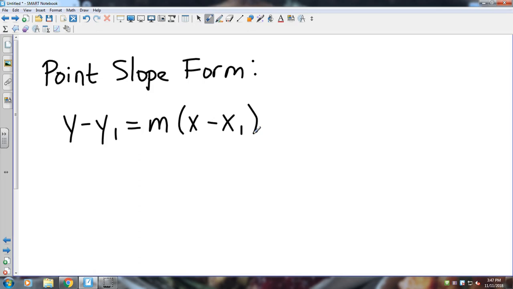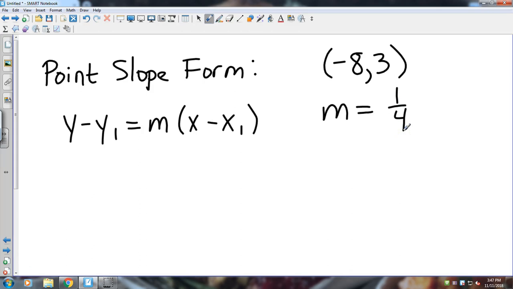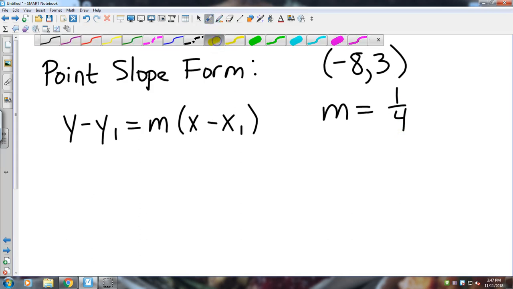Let's say I have a point of (-8, 3) and a slope of 1/4. I'll go ahead and write that as m, that way we know what to substitute in. Remember, we are not changing the y and the x that don't have a sub number on them. They are staying y and x the whole time.